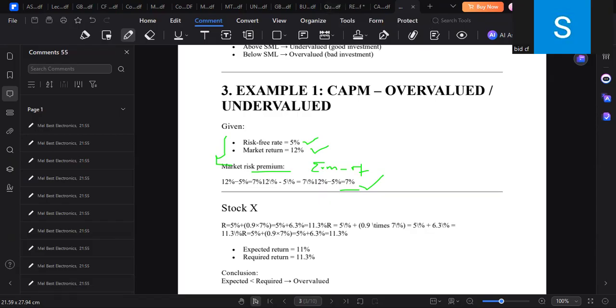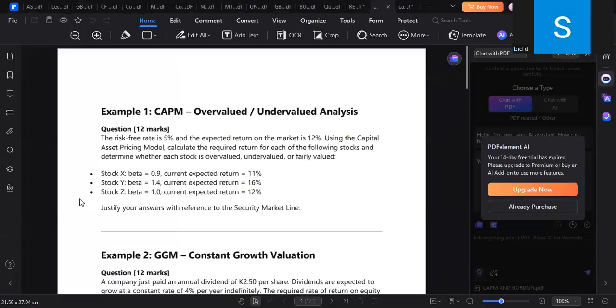Anyone lost so far? So the risk premium is simply the difference between those two. Okay, so let's look at this question here. Question number one, we're told that the risk-free rate is 5%, the expected market return is 12%. So using Gordon's model, calculate the required return for each of the following stocks and determine whether the stock is undervalued, overvalued, or fairly valued.